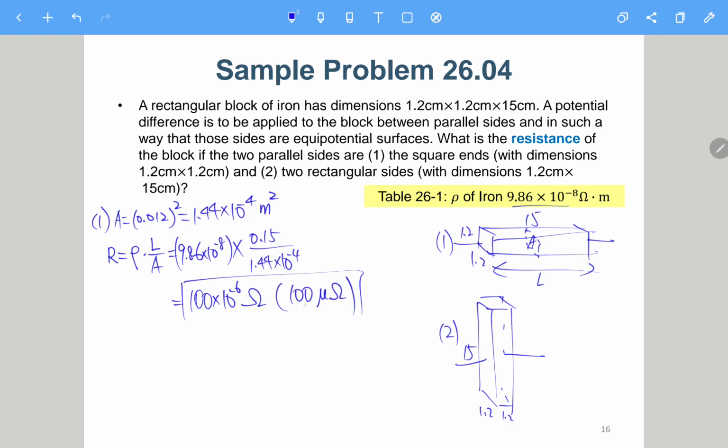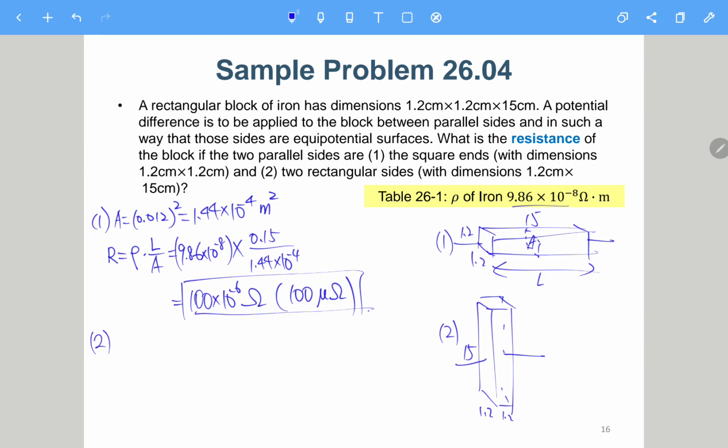Which is quite small, but at least it will be larger than the next one. You can imagine, this is longer and the cross-section area is smaller, so the resistance is larger. For this one, the cross-section area is much larger and the length is much shorter, so the resistance should be smaller.